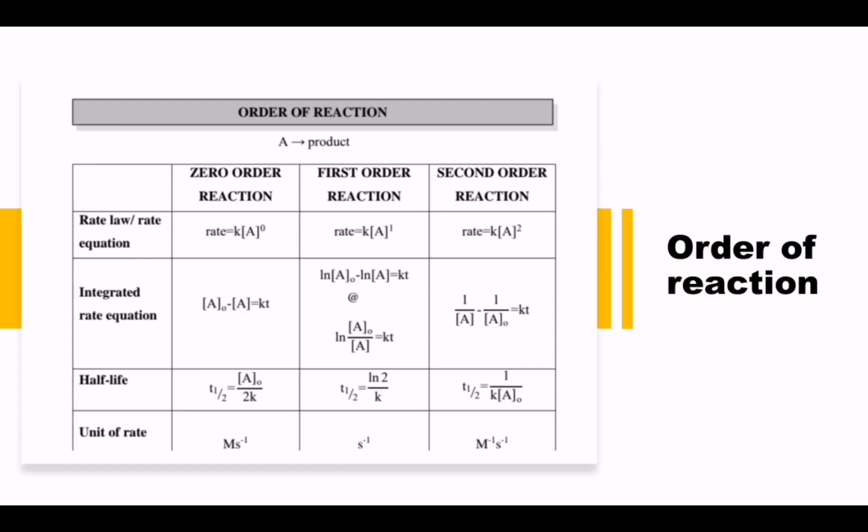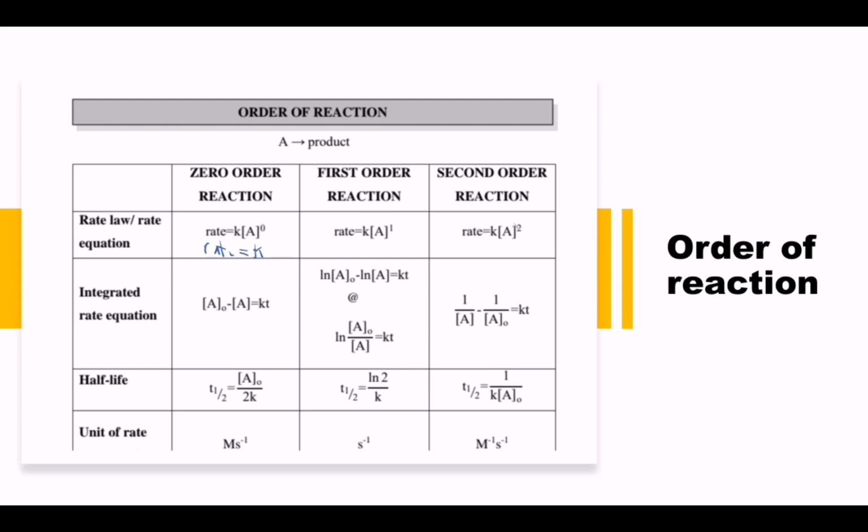Now we will go to the next part, order of reaction. So there are 3 orders of reaction: 0 order, first order and second order. To write the rate law, rate equals k times concentration of reactant. So for 0 order, the power is zero, so we get rate equals k. For first order, rate equals k times concentration of reactant to the power 1. For second order, rate equals k times concentration of A to the power 2. So the order becomes the power of the concentration.